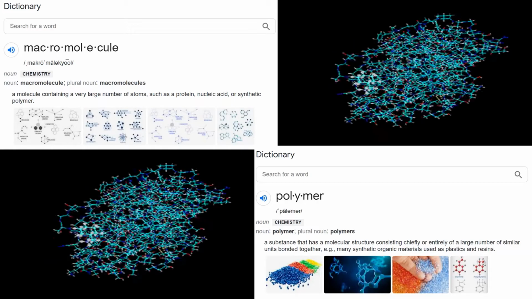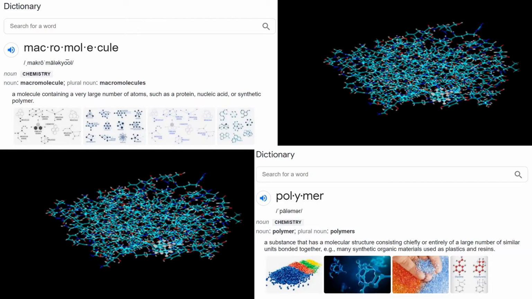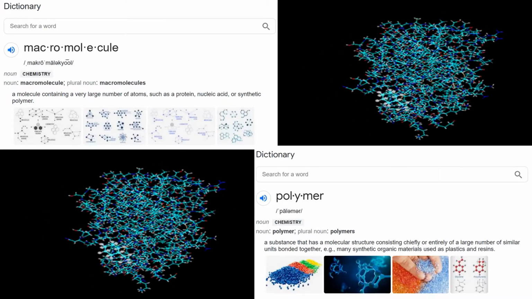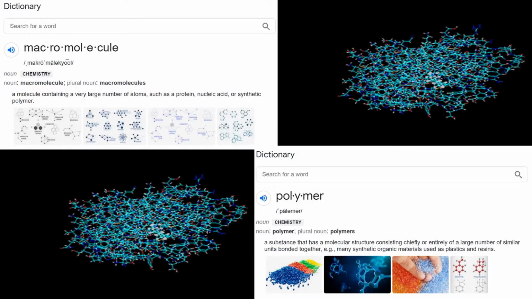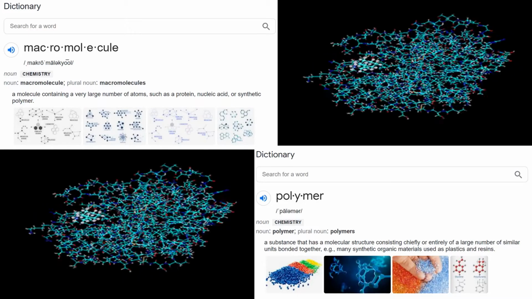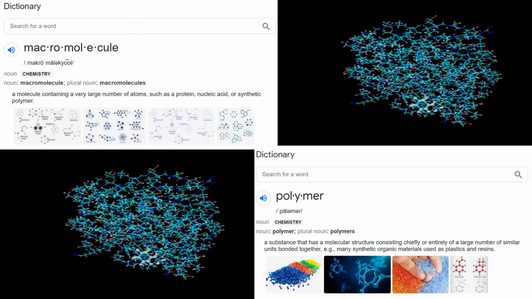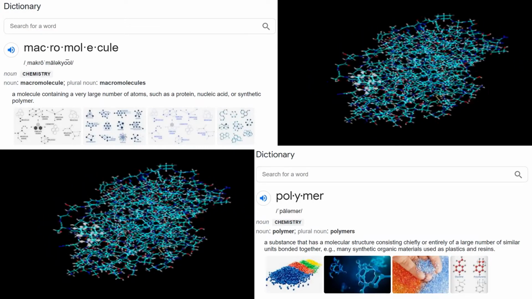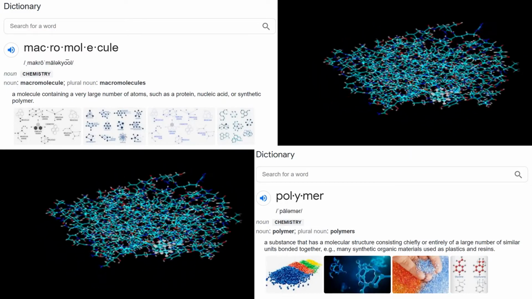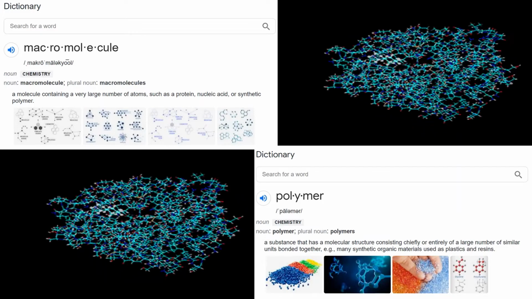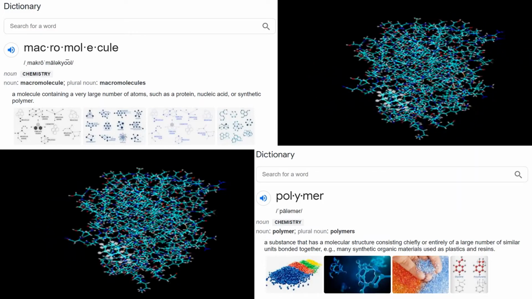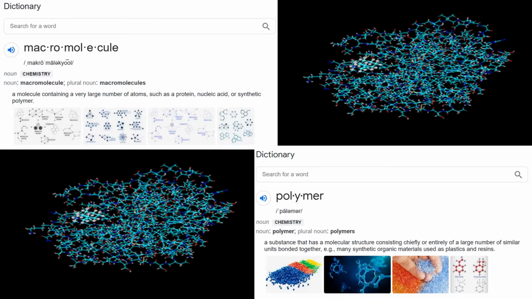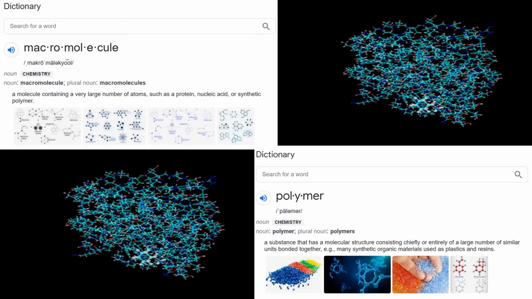Looking at the definition of polymer, it is a substance that has a molecular structure consisting chiefly or entirely of a large number of similar units bonded together. For example, many synthetic organic materials used as plastic and resins. Okay, so it sounds similar to a macromolecule, but basically the difference is that a polymer is a bunch of repeating units of molecules. So polymers can be macromolecules, but the key distinction is that macromolecules don't have to be repeating units of molecules together. Polymers do have to be repeating units over and over and over again. So both can be macromolecules, but polymers are the only ones that have to have the same units happening again and again.